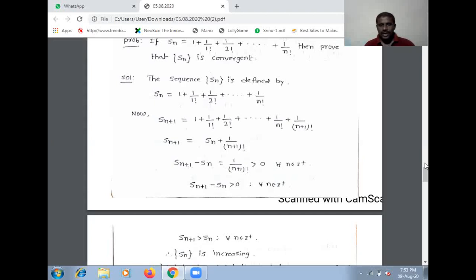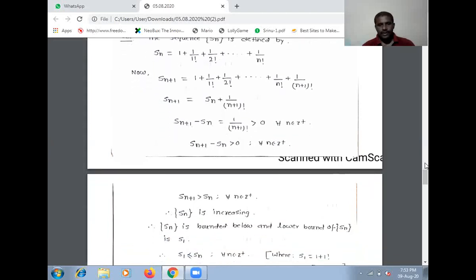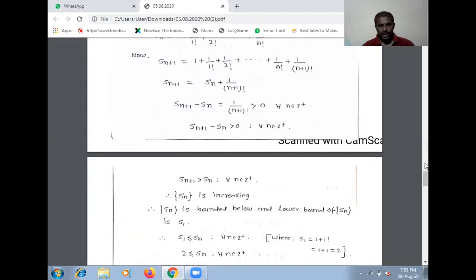So it is a positive number, because for all n belongs to z plus, n is a positive integer. You can give any positive integer. We get 1 by n plus 1 factorial is always greater than 0. So the left side value, Sn plus 1 minus Sn, is also greater than 0 for all n belongs to z plus. So therefore Sn plus 1 is greater than Sn for all n belongs to z plus.